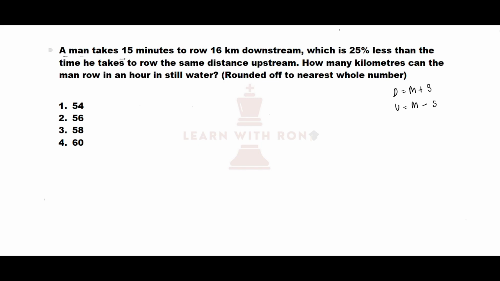A man takes 15 minutes to row 16 kilometers downstream. So downstream speed, man speed plus stream speed, equals distance, 16 kilometers, and what's the time? 15 minutes. If I write in hours, 15 by 60, so it is nothing but 16 into 60 by 15. Okay, 15 fours and 16 fours, how much? 64.